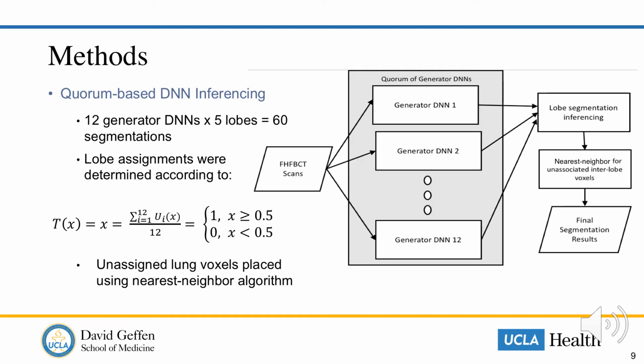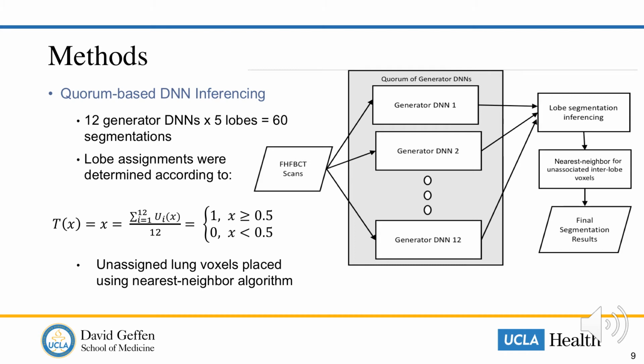In this study, 12 individual CGANs were trained on separate free-breathing patient datasets for each lung lobe. Therefore, when inferencing for 5 lung lobe segmentations and 12 generator networks per lobe, 60 segmentations are performed in total.